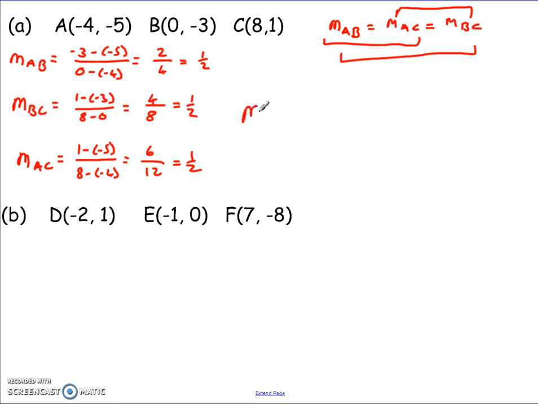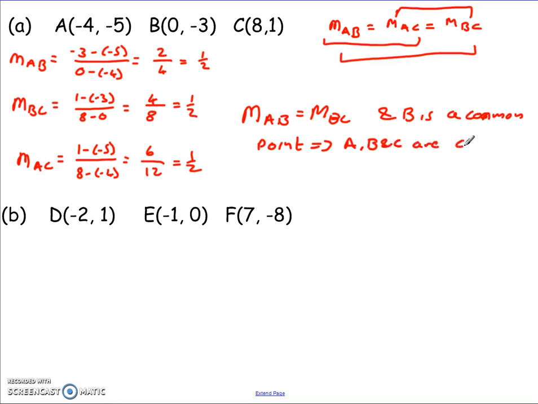So I could say the gradient of AB equals the gradient of BC, and B is a common point. You have to make sure you've got that there. B is a common point. Therefore, A, B, and C are collinear. You have to explain it at the end. You have to tell them why they're collinear. So it has to involve matching gradients and a common point.